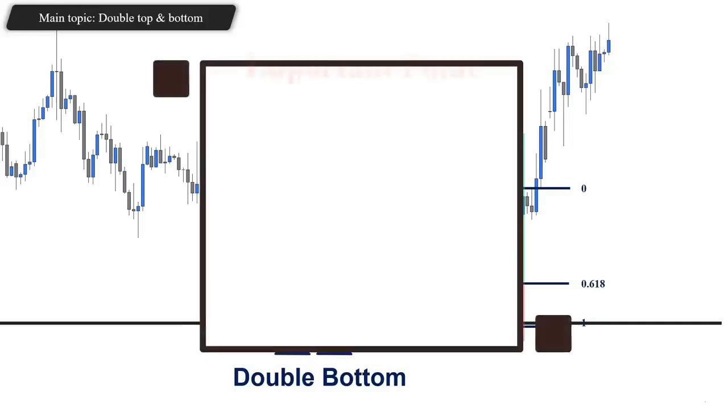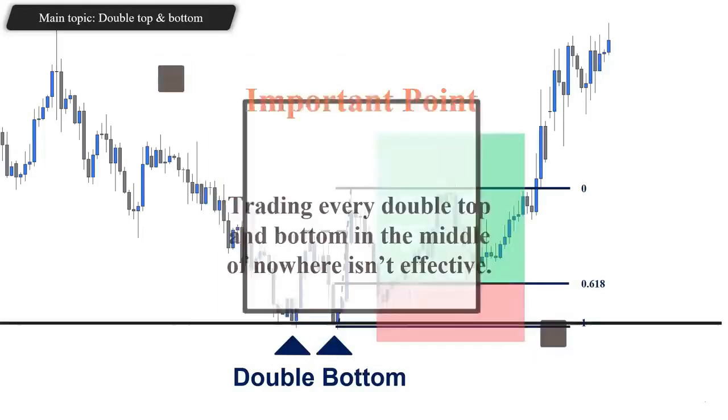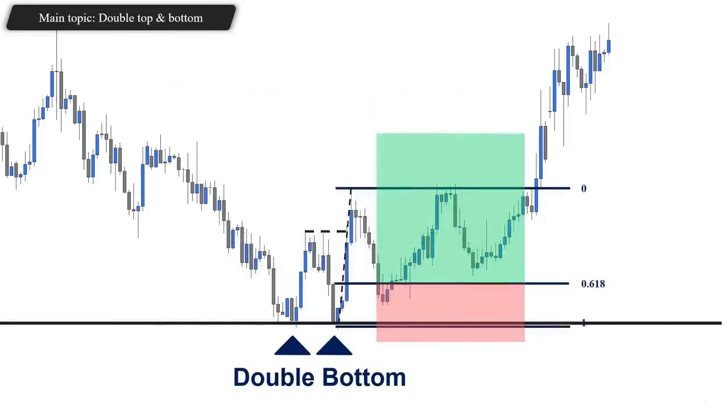But here comes an important point. Trading every double top and bottom in the middle of nowhere isn't effective. The best way to trade is to mark a higher time frame key level that rejected the price multiple times, and wait for double top or bottom rejections in the lower time frame.